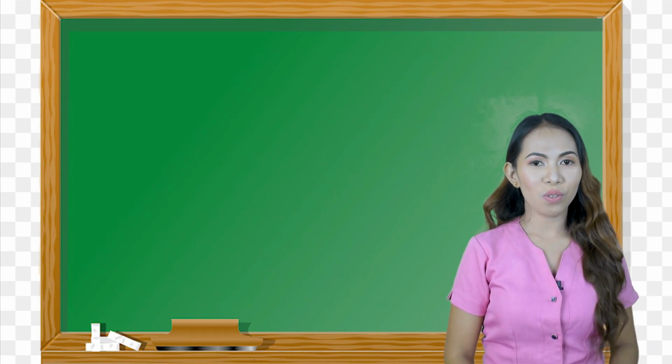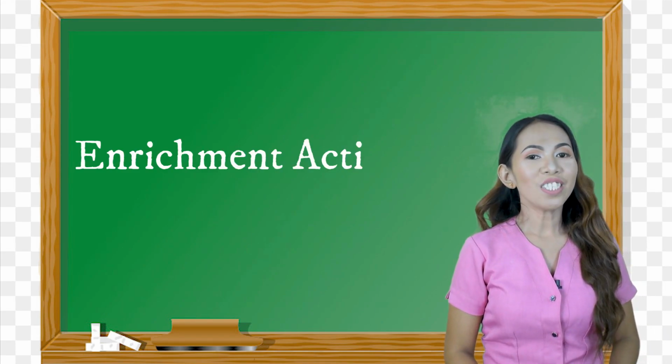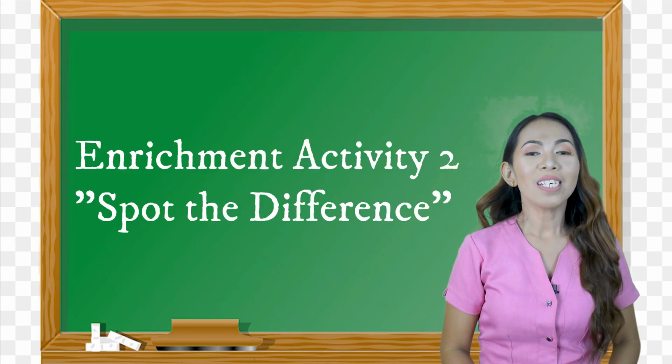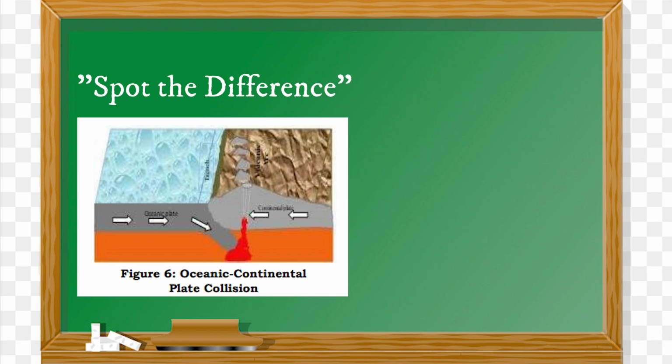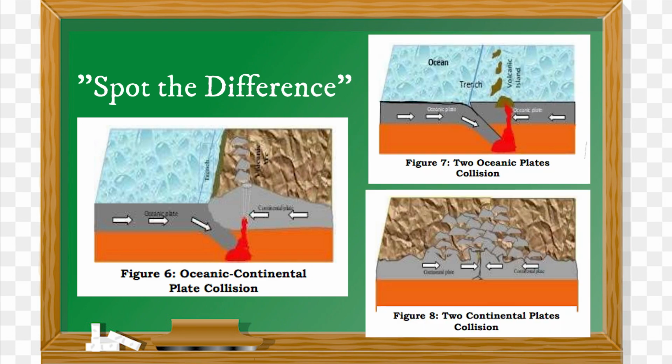In your module, let us answer Enrichment Activity 2, Spot the Difference. All you have to do is to study Figures 6, 7, and 8 showing the three types of convergent boundaries. Take note of the differences and similarities between the three figures and answer Assessment 2.